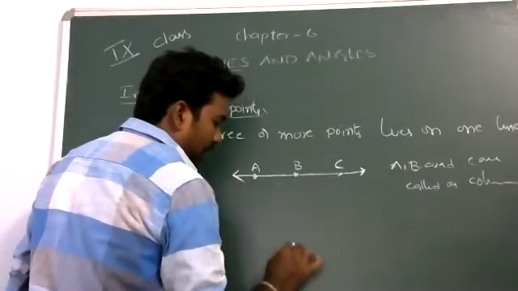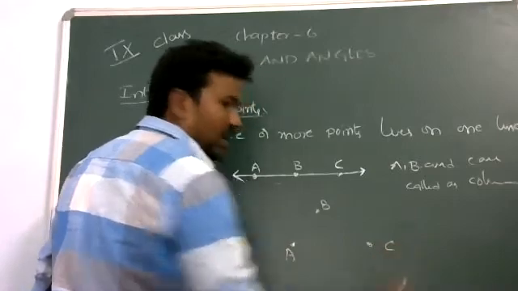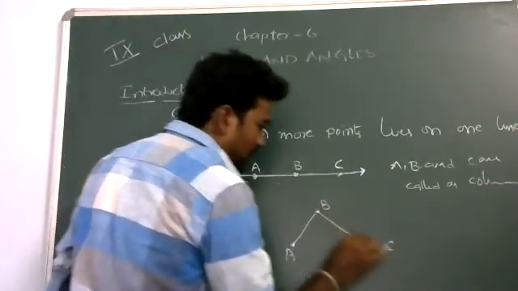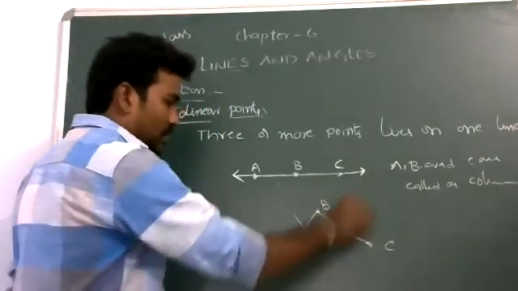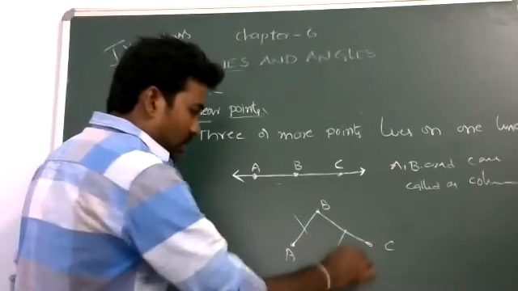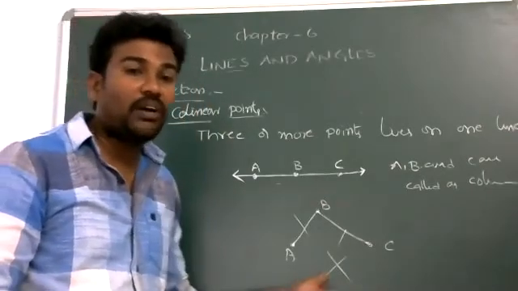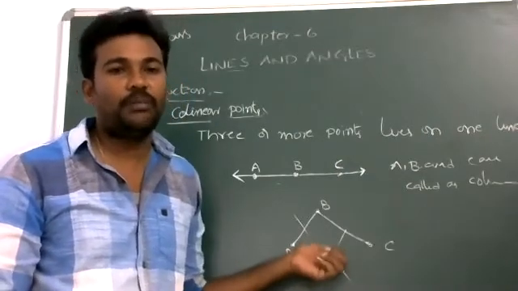Now this is A, this is B, and this is C. These 3 are collinear. Suppose you join all these 3 points. So here how many line segments are there? This is one line segment and this is one line segment. So then these 3 are not collinear points. These 3 are called non-collinear points.